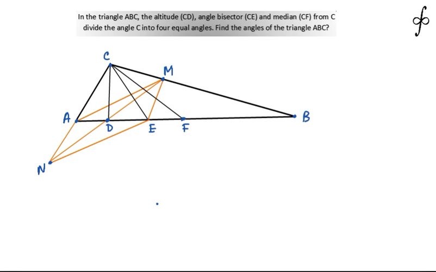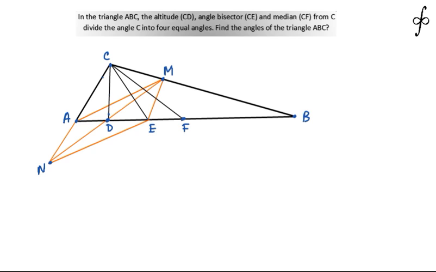Let's discuss this geometric problem which says: in triangle ABC, the altitude CD, the angle bisector CE, and the median CF, from the point C, divide the angle C into 4 equal angles. We need to find the angles of the triangle.